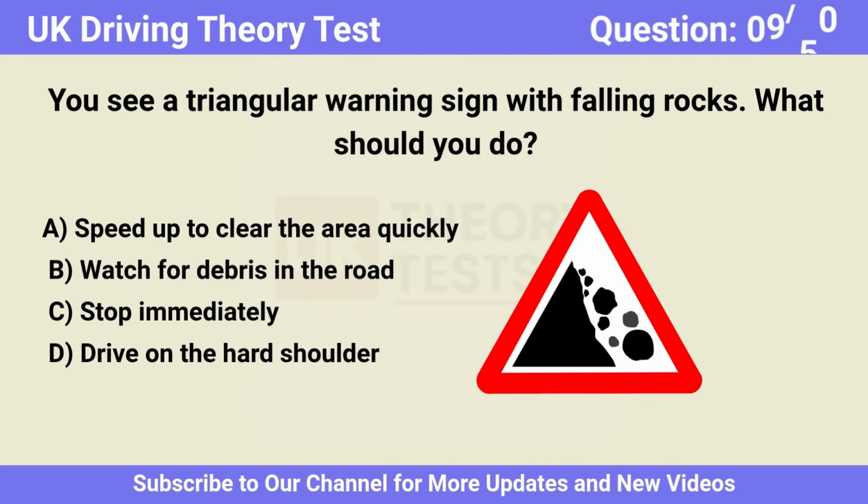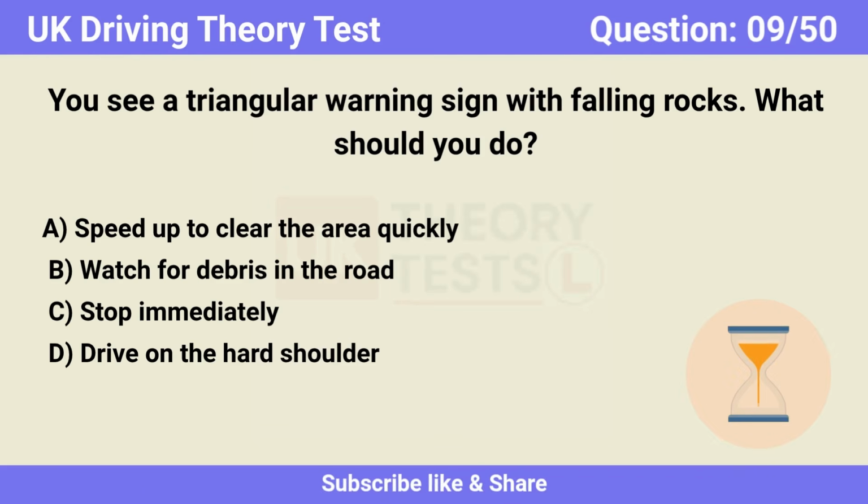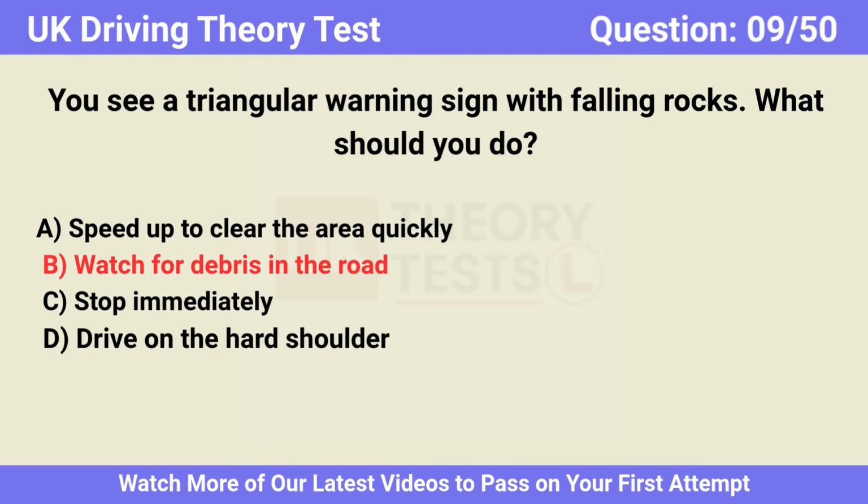You see a triangular warning sign with falling rocks. What should you do? A. Speed up to clear the area quickly. B. Watch for debris in the road. C. Stop immediately. D. Drive on the hard shoulder. Correct option is B. Watch for debris in the road.